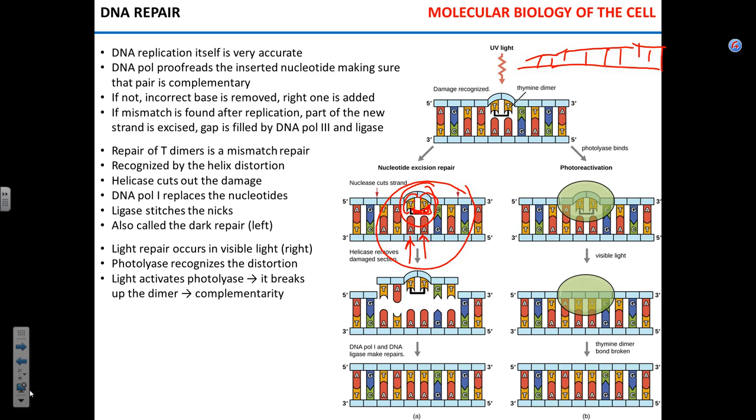Nuclease removes the fragment. It cuts the damaged fragment on the sides. Helicase then takes the fragment away, kind of holds it out. And then DNA polymerase 1 fills the gap, and DNA ligase stitches the newly synthesized fragment to the ends of the repaired strand. Does that make sense?